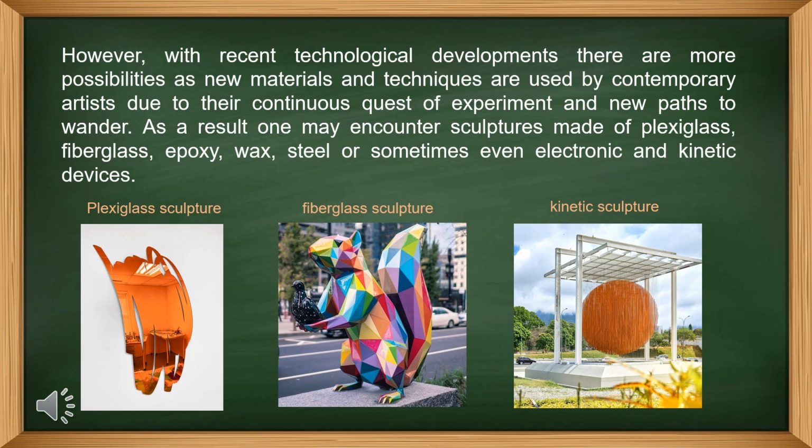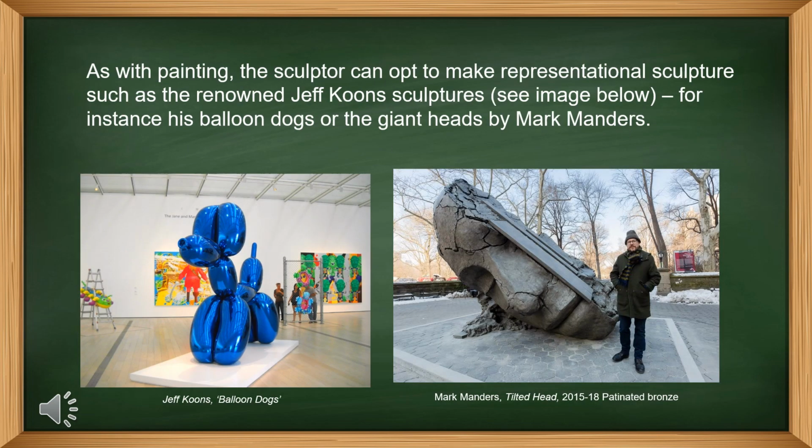As a result, one may encounter sculptures made of plexiglass, fiberglass, epoxy, wax, steel, or sometimes even electronic and kinetic devices. As with painting, the sculptor can opt to make representational sculptures such as the renowned Jeff Koons sculptures, see image below, for instance his balloon dogs or the giant heads by Mark Manders.